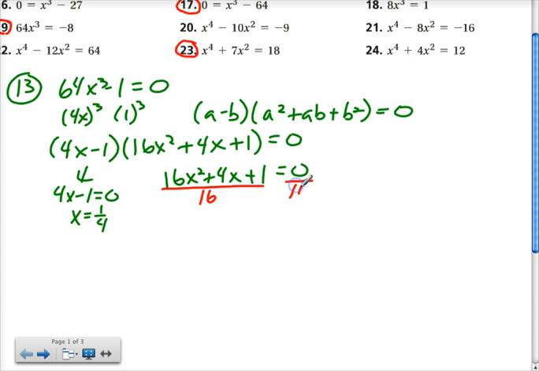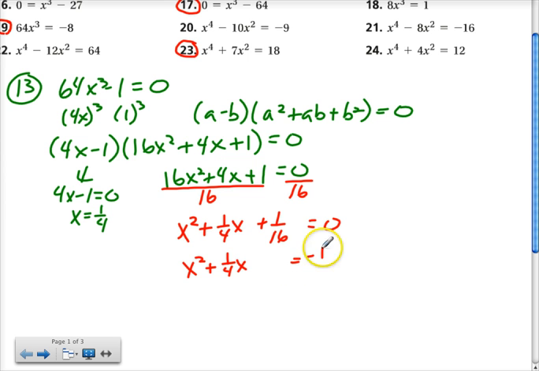And to complete the square, we have to have a 1 in front of our x squared term. So that means I have to divide everything by 16. That will give me x squared plus 1/4 x plus 1/16 equals 0. I'm going to go ahead now and move that 1/16 over. And you could have done that right away, it wouldn't make any difference. But then I need to complete the square.